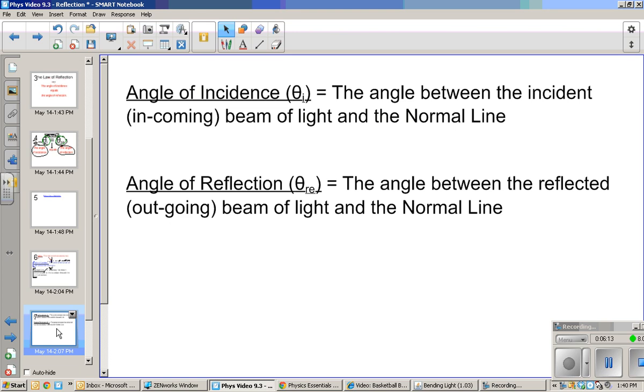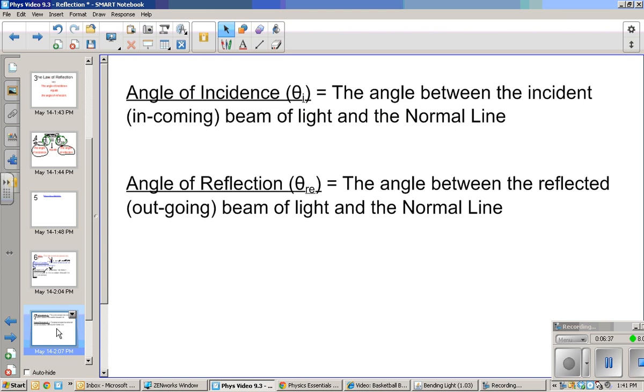The two angles are the angle of incidence, theta I, and the angle of reflection, theta R. So the angle of incidence is the angle between the incident beam, the incoming beam, and the normal line. And the angle of reflection is the angle between the reflected beam, the outgoing beam of light, and the normal line. Okay? So let me show you a simple example here.